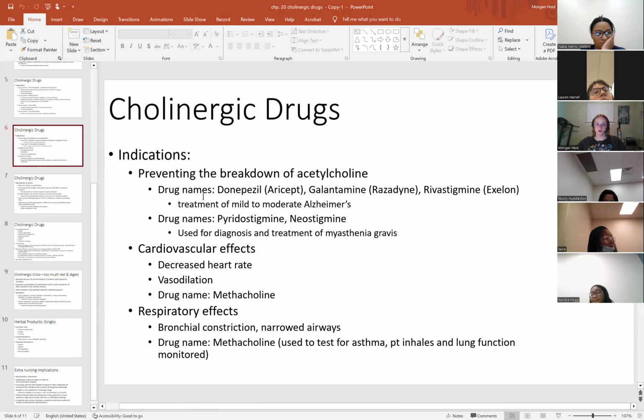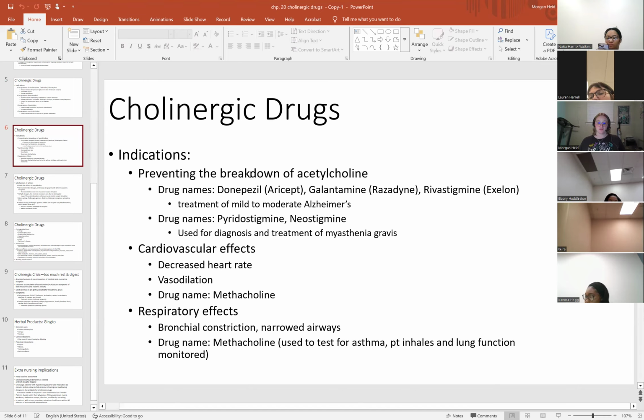So this one's a little bit different. I have it listed differently here, but if I'm going to take Aricept or rivastigmine or something like that, we have two different uses for that here. We want to prevent the breakdown of acetylcholine, okay? Because acetylcholine is going to help with some mentation factors, help my body work better, all right? And when you have Alzheimer's disease, you're going to have a rapid breakdown of acetylcholine.